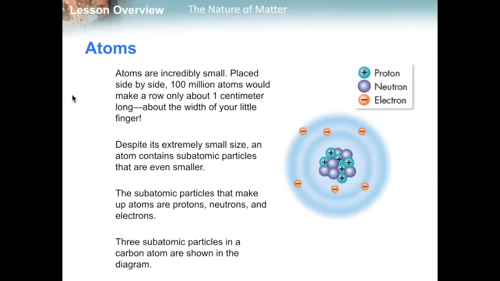Atoms are incredibly small. Placed side by side, 100 million atoms would make a row about 1 centimeter long, about the width of your little finger. Despite its extreme small size, an atom contains subatomic particles that are even smaller. The subatomic particles that make up atoms are protons, neutrons, and electrons. The 3 subatomic particles in a carbon atom are shown in the diagram: protons with the positive sign, neutrons, and electrons.